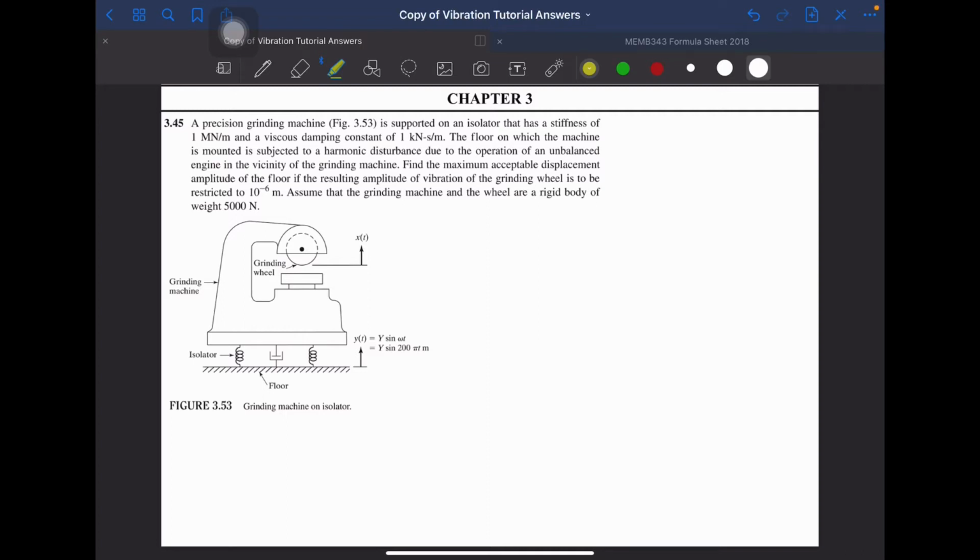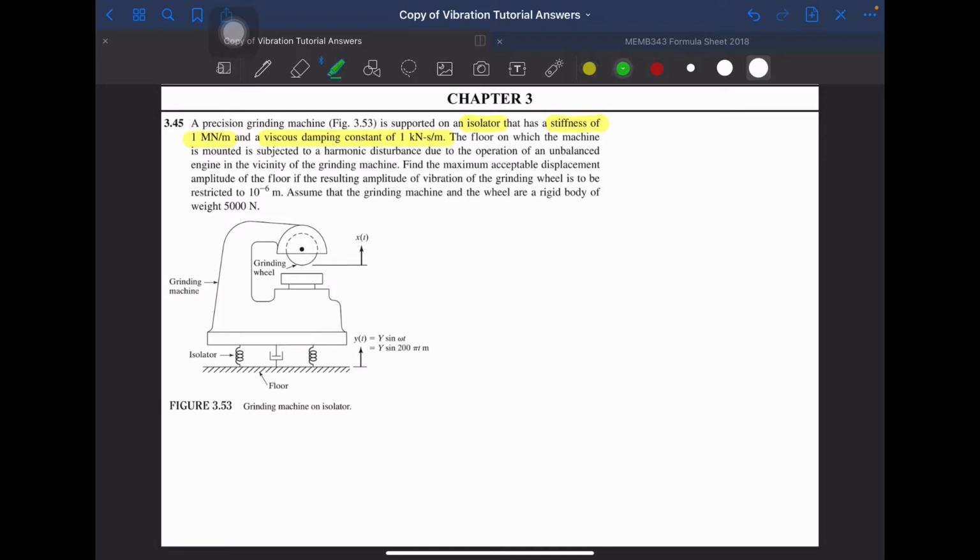Okay, this is problem 3.45. A precision grinding machine is supported on an isolator that has a stiffness of 1 meganewton per meter and a viscous damping constant of 1 kilonewton second per meter. The floor on which the machine is mounted is subjected to a harmonic disturbance due to the operation of an unbalanced engine in the vicinity of the grinding machine.